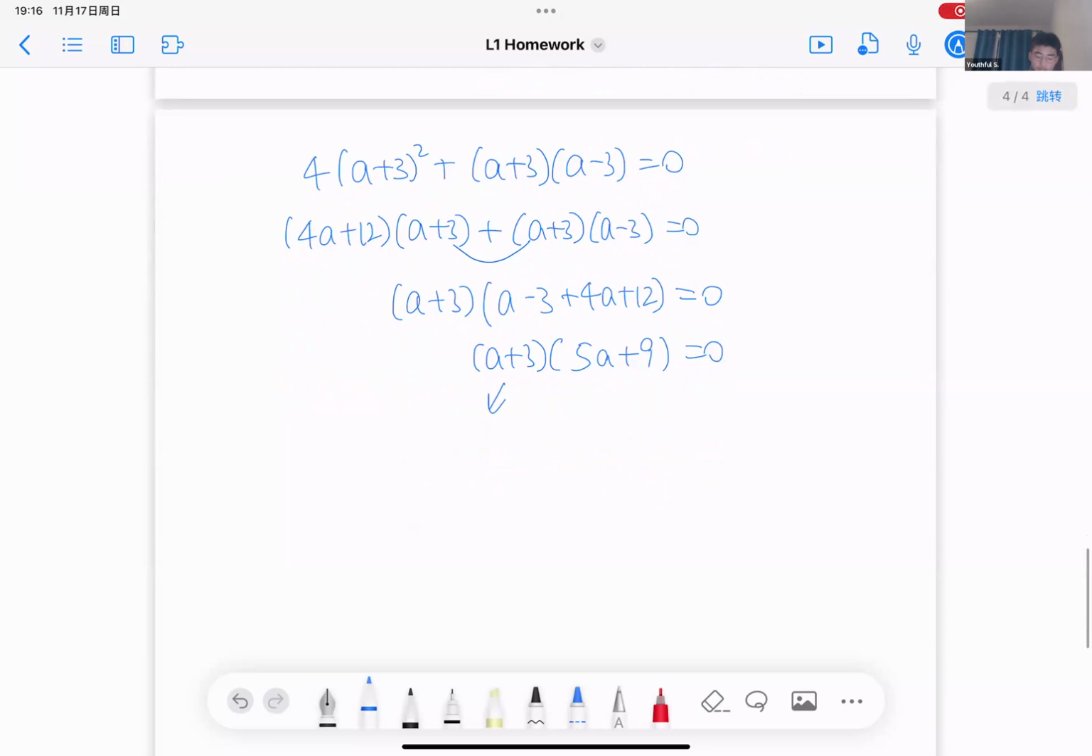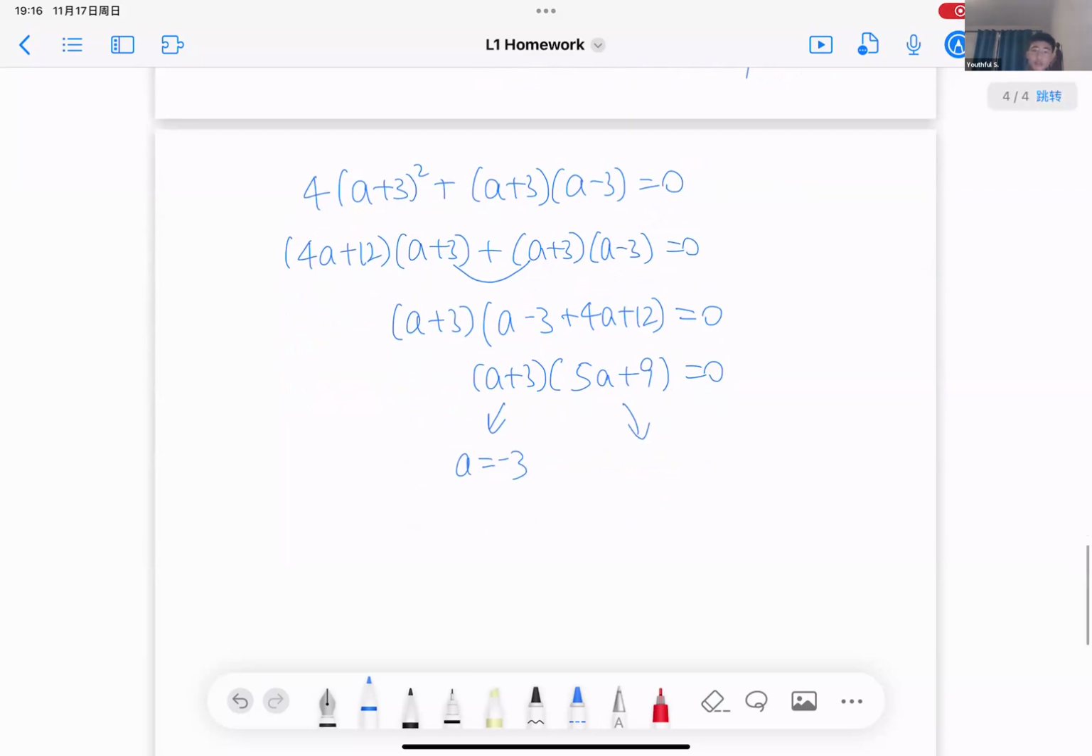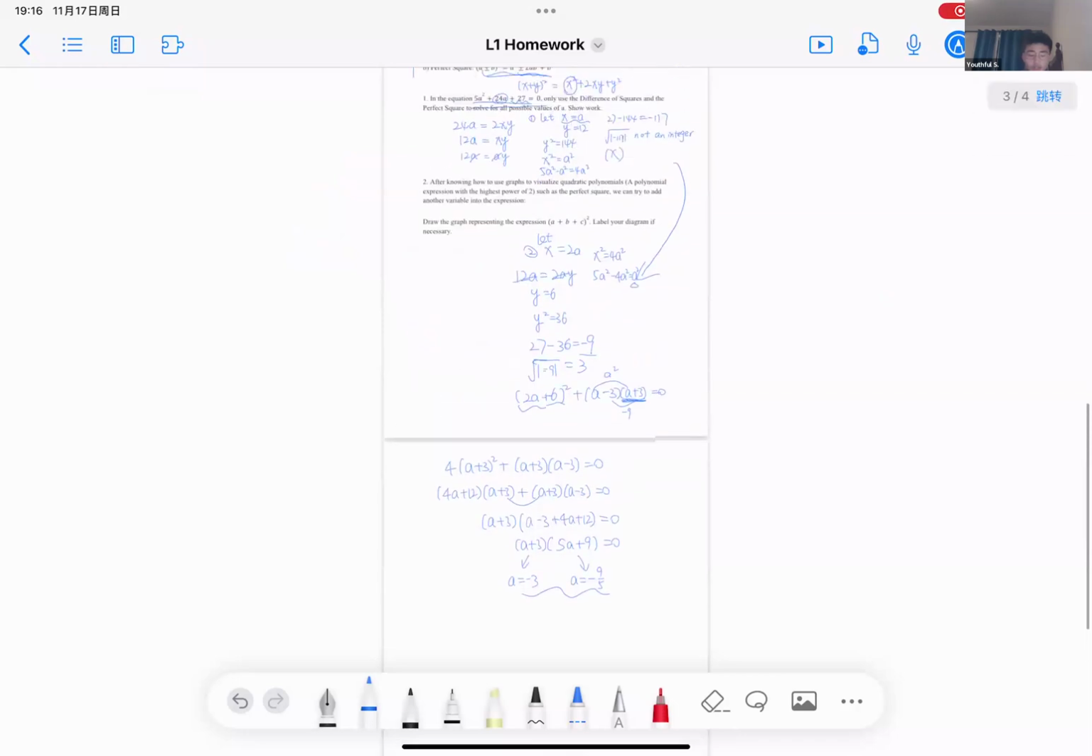So if a plus 3 equals 0, a equals negative 3. If 5a plus 9 equals 0, a equals negative 9 over 5. So these are our final answers to this question.